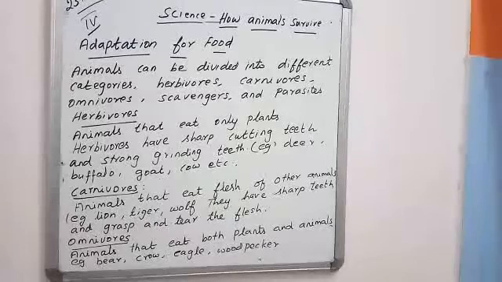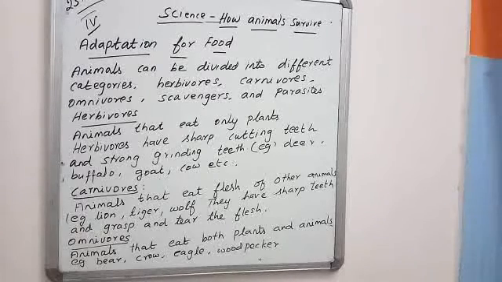Children, already we saw the lesson animals that survive, isn't it? So what are the different adaptations? What is meant by adaptation? What is meant by habitat? Isn't it? We have learnt it. So the different adaptations are terrestrial, aquatic, amphibian, aerial, arboreal. Now adaptation for food.